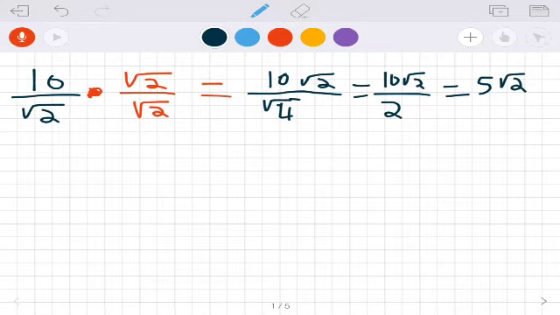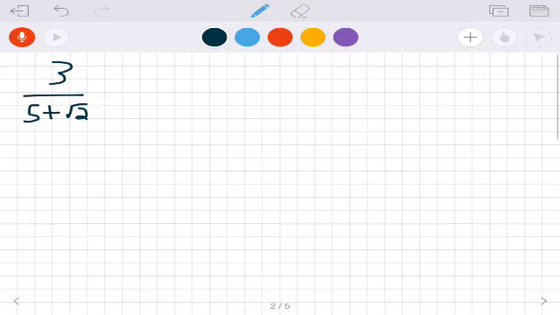Now, this is the easy version of this. You guys are going to get sick of me saying that if you aren't already. This is the easy version of this. The hard version is when you have something like this as your denominator. So this is 3 divided by the sum of 5 and the square root of 2. This is a much bigger mess.